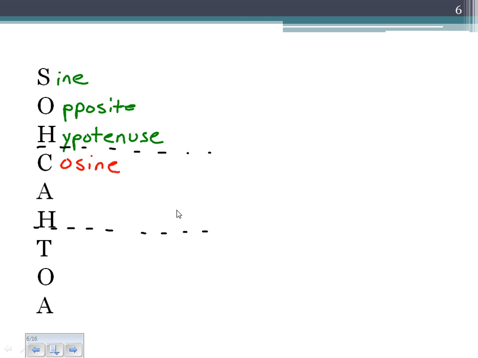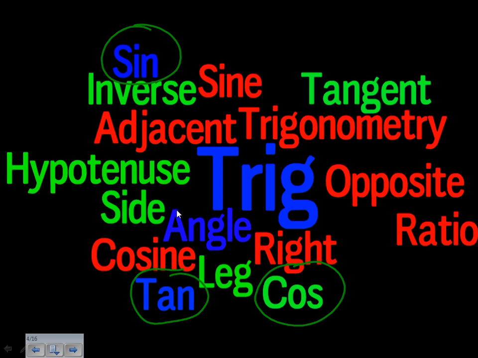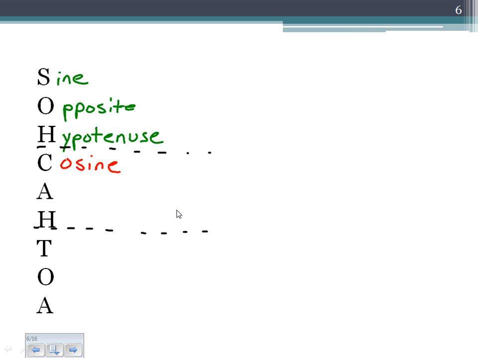We're looking for an A word. Alright, which one of these might be adjacent? Very good. So cosine is the adjacent. And H again is the same thing? Hypotenuse. Okay? And the last one? Anybody remember what my T was from the picture before? Very good. Tangent.